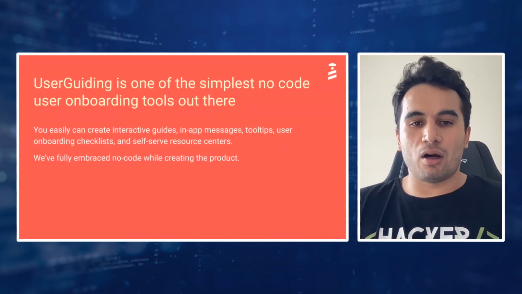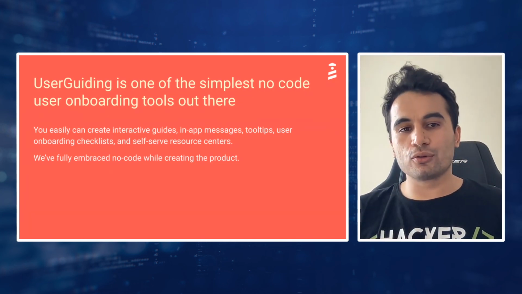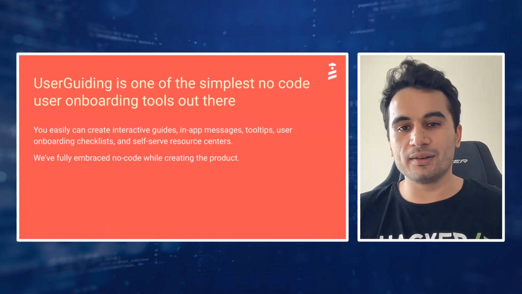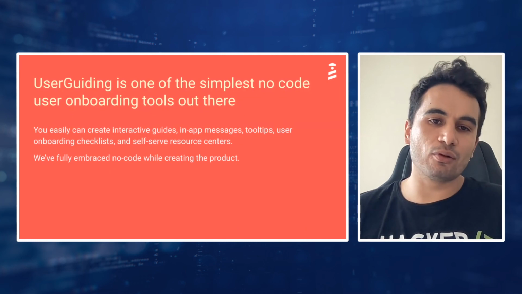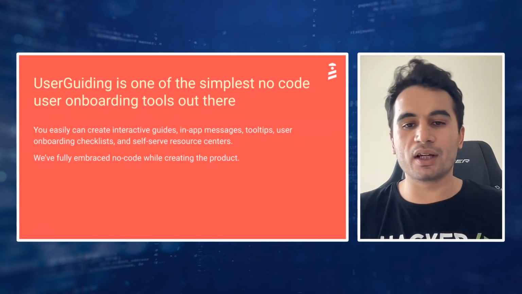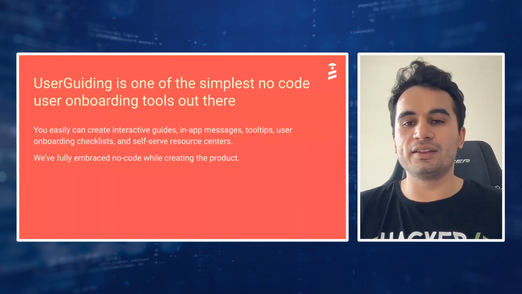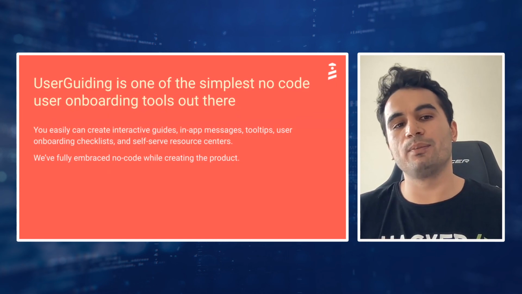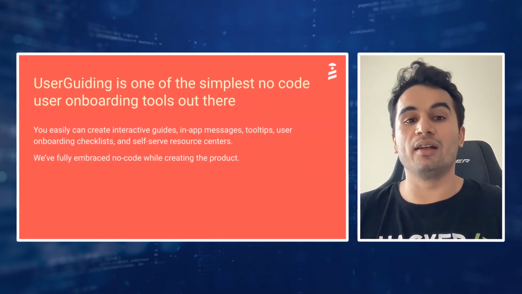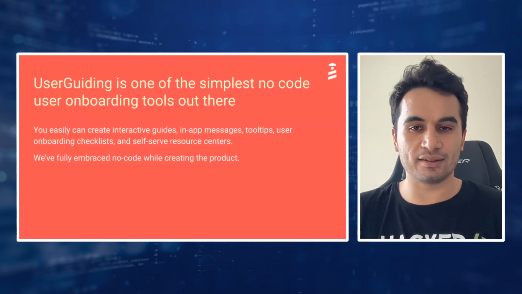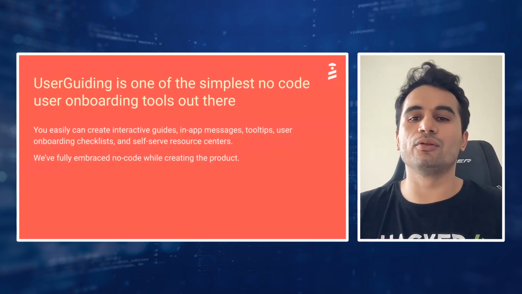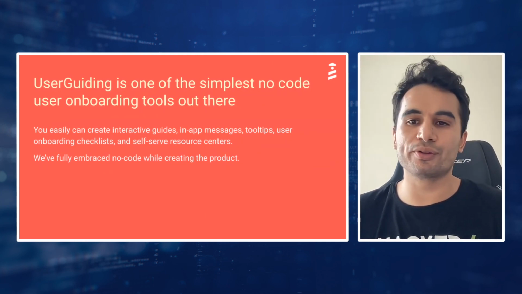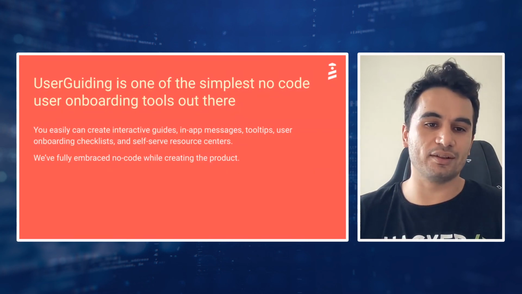So, UserGuiding, our own tool, is a no-code user onboarding tool you can use to do everything I mentioned. I know this will sound subjective, but to me, UserGuiding is the best onboarding software out there. This is simply because when we were developing it, we had just one thing in mind: make it simple and effective so anyone can create beautiful user onboarding experiences. And our experience so far has proven us right. With UserGuiding, you can create interactive guides, in-app messages, tooltips, user onboarding checklists, and self-serve resource centers.